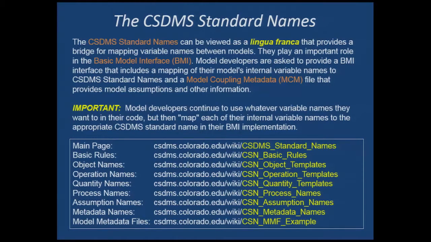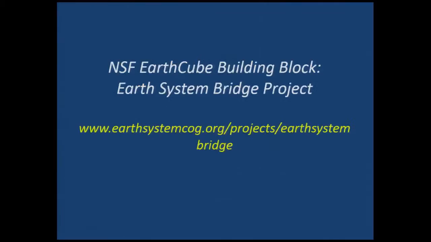There's also assumptions, where you're trying to describe not just the variables to be exchanged between models, but the fundamental assumptions a model makes, so that you can see whether two models are compatible from a physics point of view to be coupled. And we have 1,000 assumption names now for that purpose, drawn from the way scientists talk to each other.